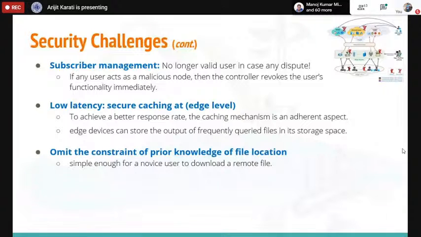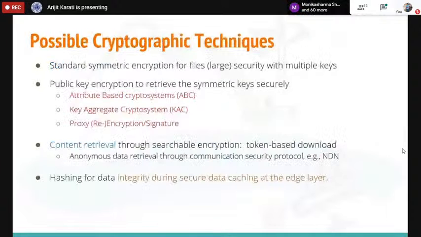So these are the security challenges I have listed. We are working on these kinds of security challenges here in my lab. Now let's see what the possible cryptographic techniques are. I think I have less time, so I'll just quickly summarize those parts.